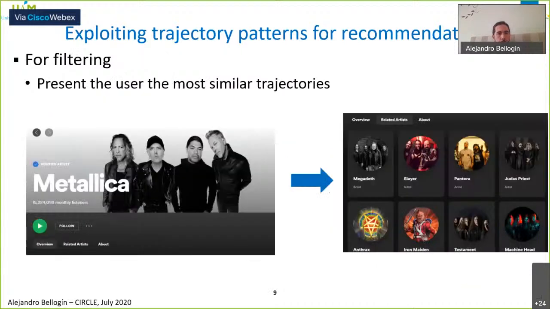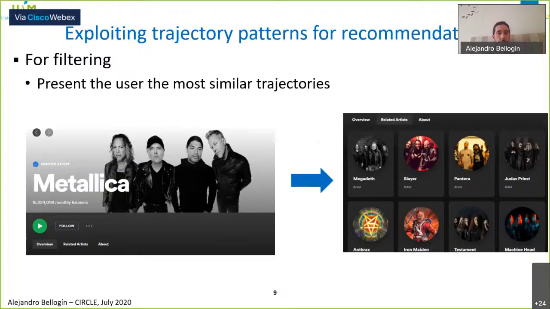Okay, so once we have trajectories, we propose two tasks where trajectory pattern mining might be useful. The first one is for filtering, where we are recommending something to a user but not based on her preferences, just based on very little information, like browsing or visiting just one item, as we do when we are in Amazon or we are checking a newspaper.